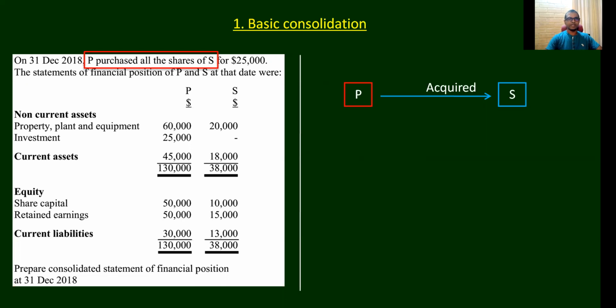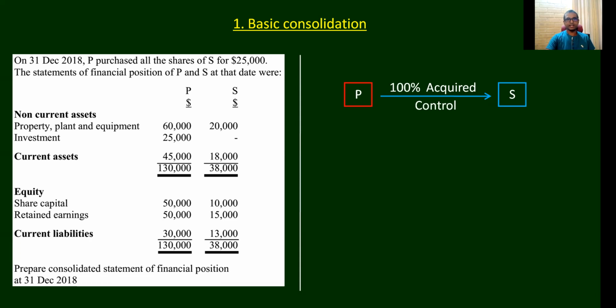That means P has acquired 100% of company S. How to find out? If P has purchased all the shares of S, it gives 100% acquisition. So it's clear, right? When you acquire one company 100%, you can control that company. So P can control S because you have fully acquired it.